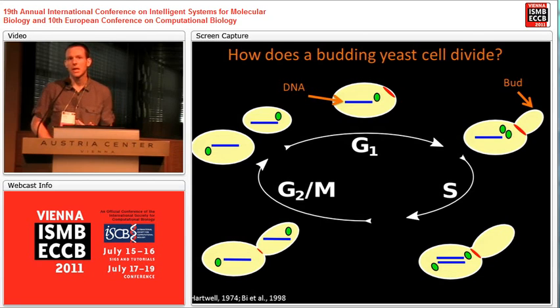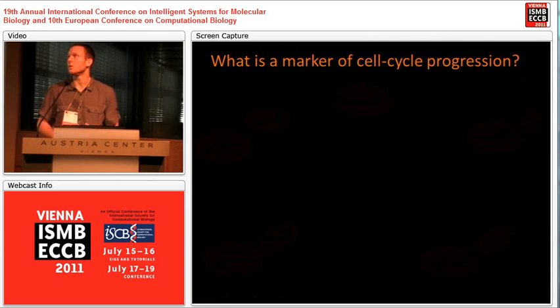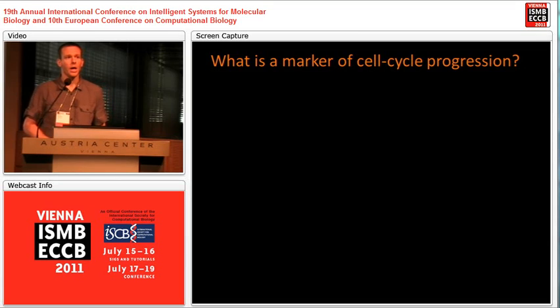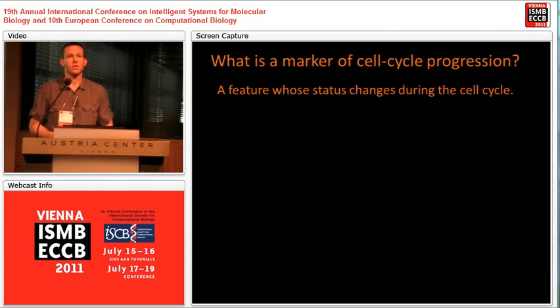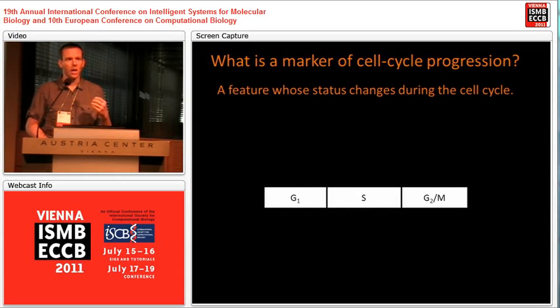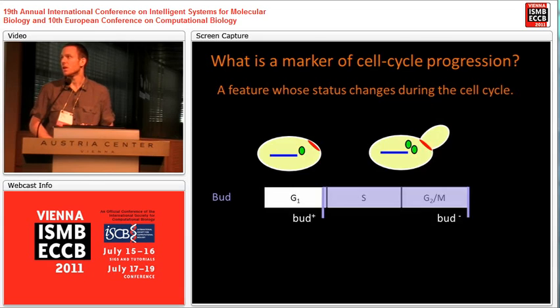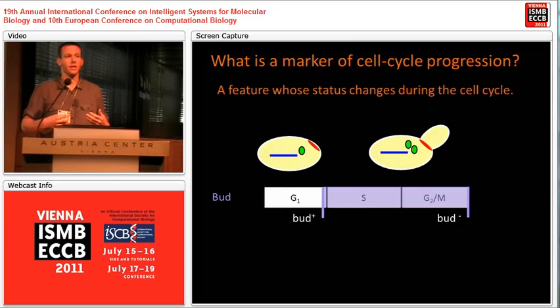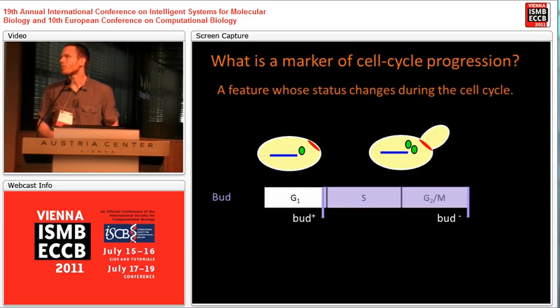So here, the DNA and the bud are examples of what are known as markers of cell cycle progression, that is, features whose status changes over the course of the cell cycle. Now, to describe this a little better, I'm going to take our circular timeline and linearize it. We can think of the bud, in this case, as a marker, and the cells that have them as being in one of two states. Either they have the bud or they don't. That is, they are binary valued.